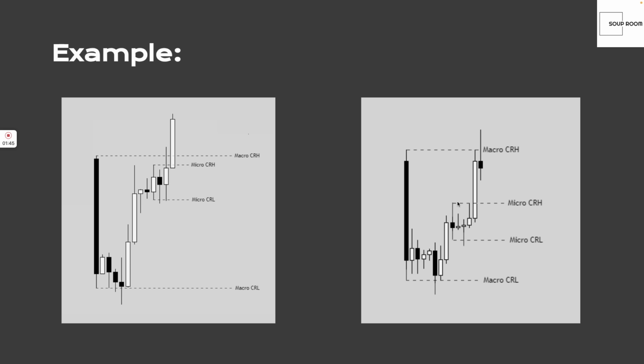Macro candle range low, macro candle range high. What happened in this range? Same thing, expanding higher, rejecting lows, breaking highs. Very important. Order block right here. Close above an order block, displaced above an order block. This is the CSD. This is the change in state of delivery.